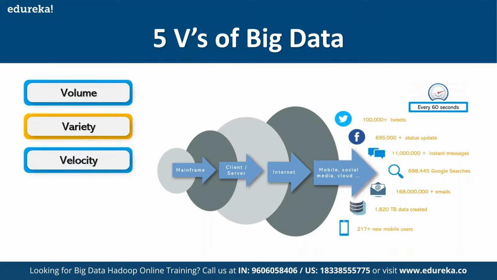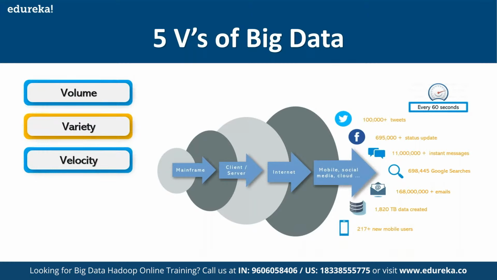So it's very difficult to process the data if bulk data is coming in at such speed. All right. So this is the third V, velocity, the speed at which the data flows into different social media spaces.